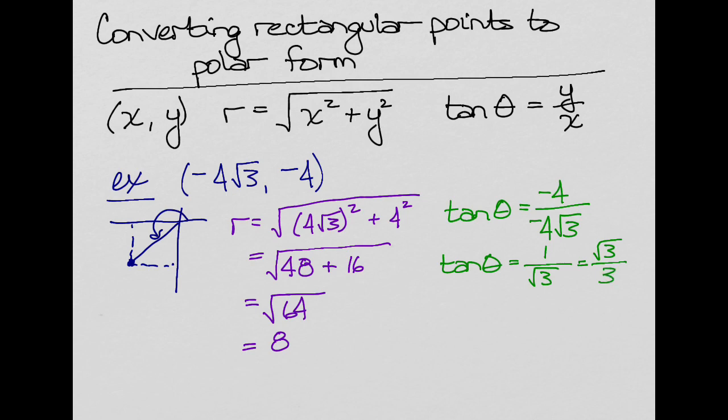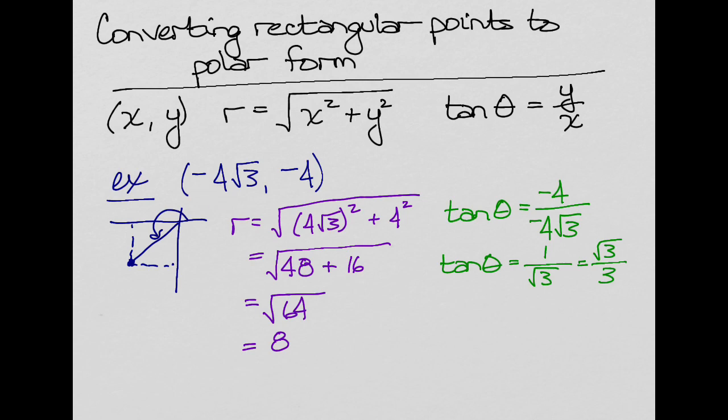Now, if I say arctangent of that, my calculator will give me the angle that has a tangent value of root 3 over 3 that is in the range of the arctangent function, which is quadrants 1 and 4. It will tell me pi over 6. If r is 8 and theta is pi over 6, I am not in quadrant 3. I'm in quadrant 1, up here somewhere.